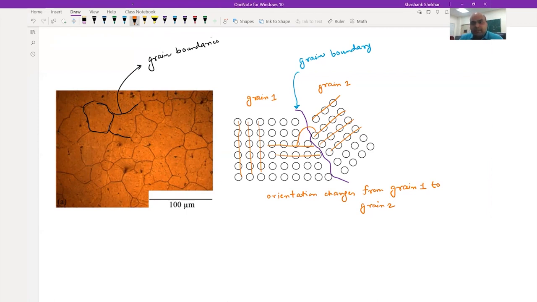Now this grain boundary is also contributing towards the strengthening of a given alloy system, and we are going to learn about this particular concept. Why is grain boundary contributing towards the strengthening? What makes it suitable to increase the strength of a given alloy system? Okay.